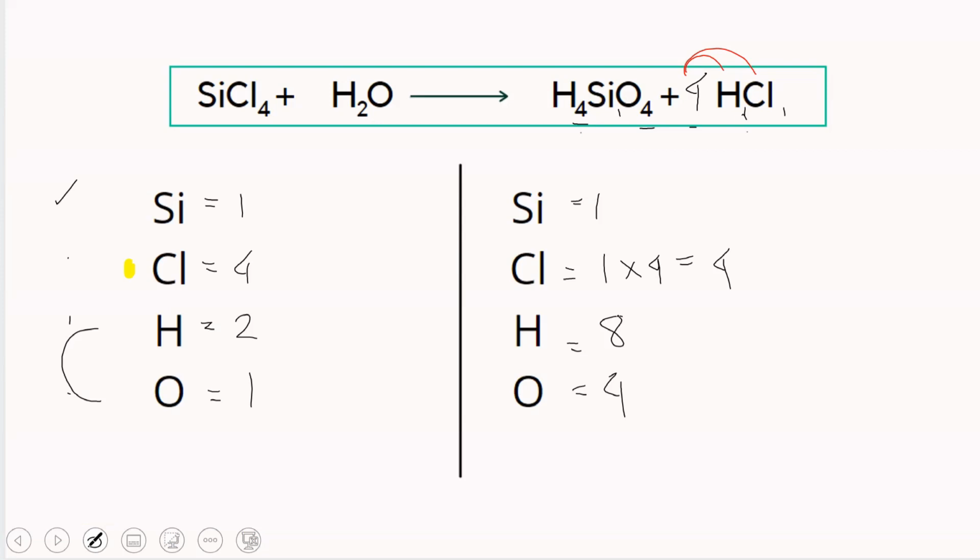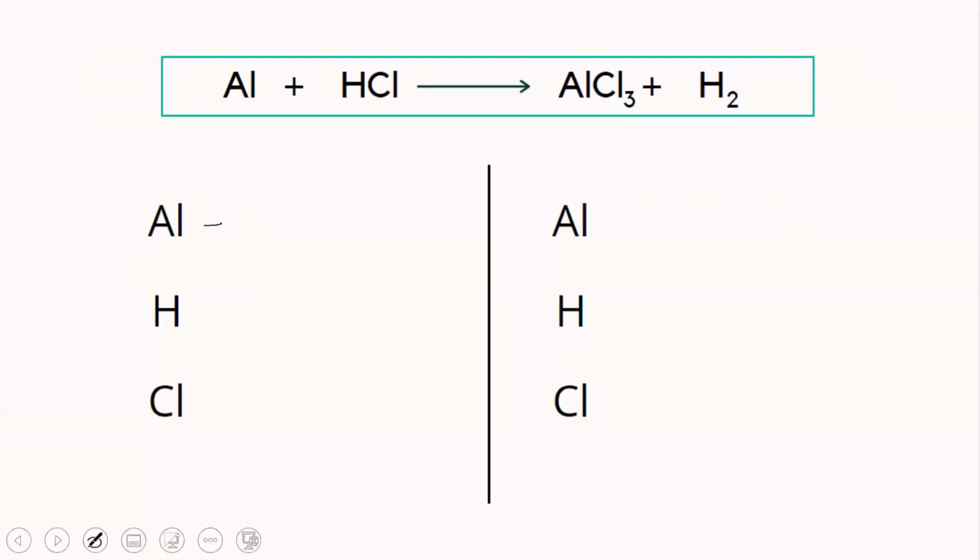Next, we should balance the oxygen atoms as it doesn't occur in more than 2 molecules, unlike hydrogen. To balance the oxygen atoms, we multiply the 1 atom of oxygen on the right by 4. This, as a result, also balances the hydrogen atoms. You may pause this video and attempt to balance the next equation.